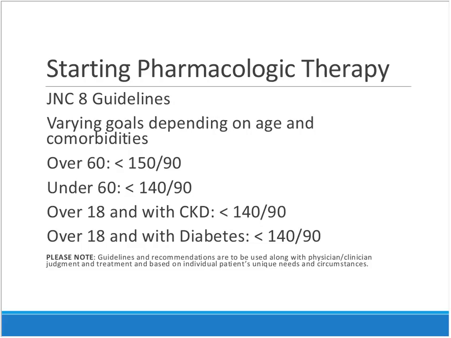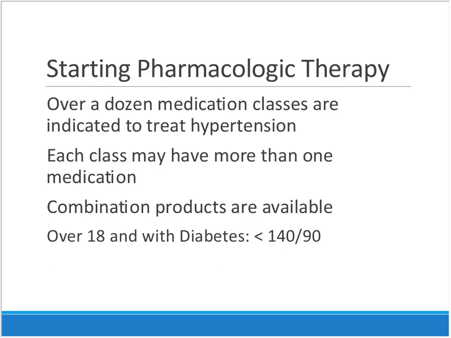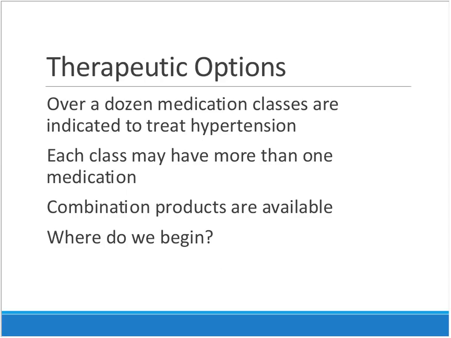So there are a lot of therapeutic options. There are over a dozen medication classes with indications to treat hypertension. And some of them have anywhere between 1 and 10 medications in the particular class. So what do we choose? I mean, which ones are better? That's often a question I get from doctors. You know, where should I start with this particular patient?